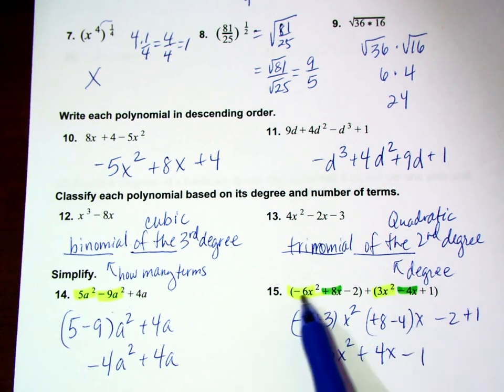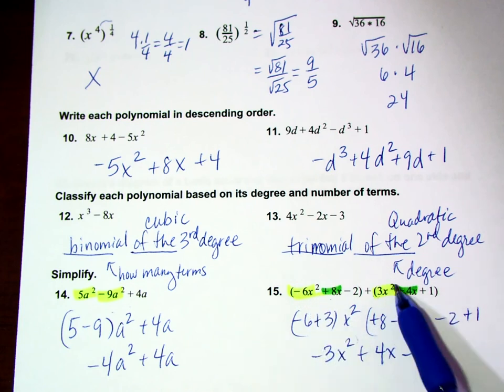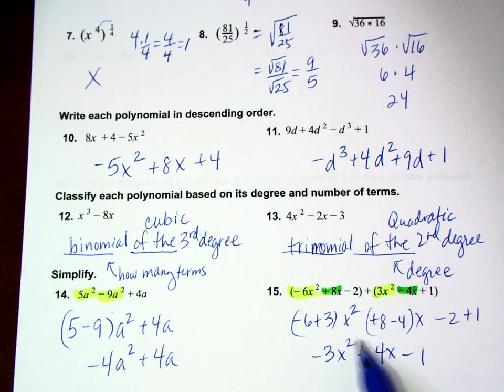You can just look at this and say negative 6 plus 3 is negative 3x squared. 8 minus 4 is positive 4x. Please note that the x squared, the exponent here, does not change. If I have negative 6x squareds and I have 3x squareds, I now have how many x squareds? This term stays the exact same when you're combining like terms.